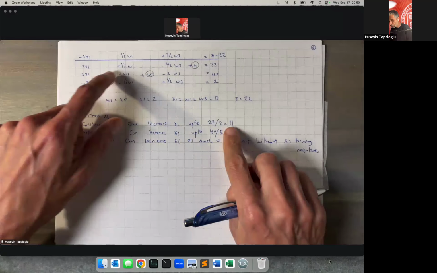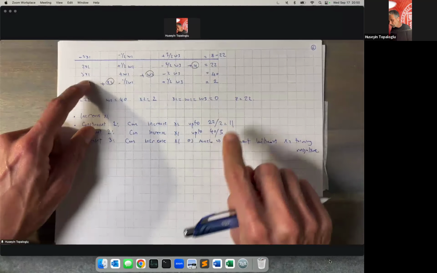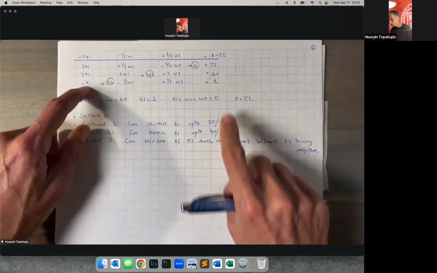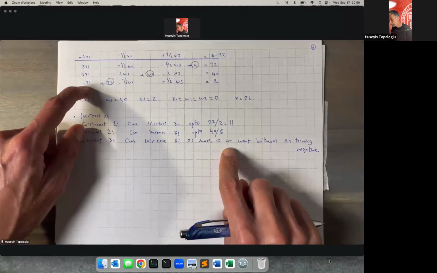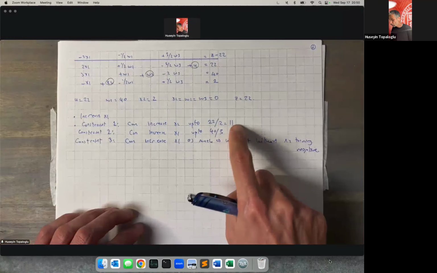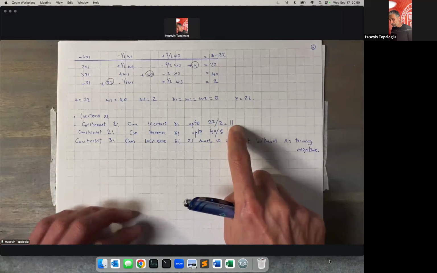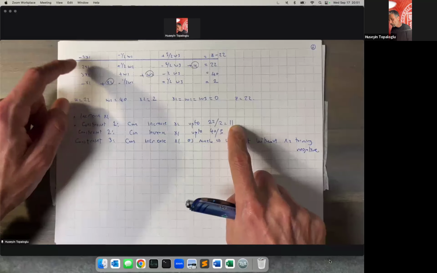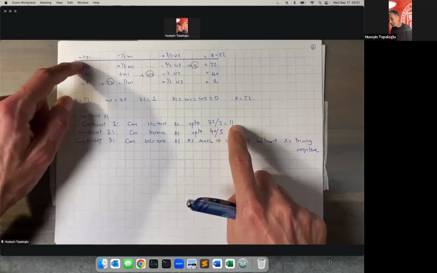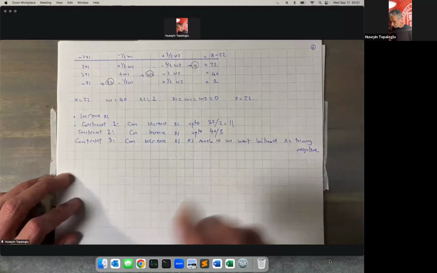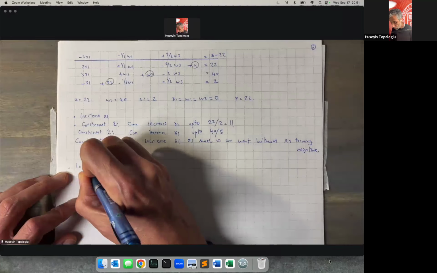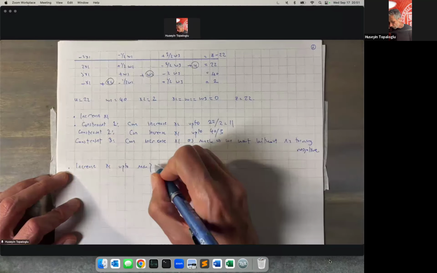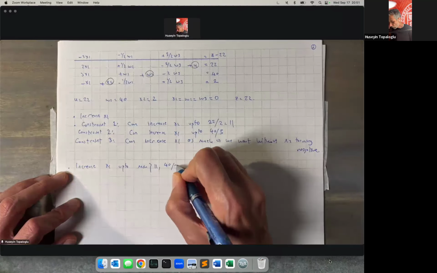Okay, so the first constraint says you can increase x1 all the way to 11 before we get in trouble. The second constraint says you can increase x1 all the way to 40 over 3 before we get in trouble. The third constraint says you can increase x1 as much as you want without getting in trouble. So then we can increase x1 all the way to 11 before we get in trouble. In this case, the new value of x1 is determined by the first constraint. So we're going to do row operations such that x1 appears only in the first constraint with a coefficient of 1 and nowhere else. So we're going to increase x1 up to the minimum of 11 and 40 over 3.